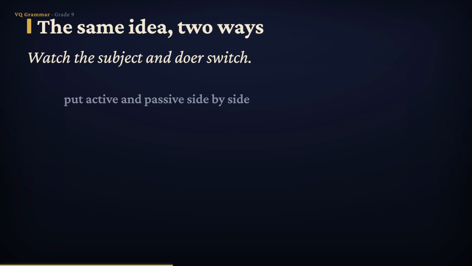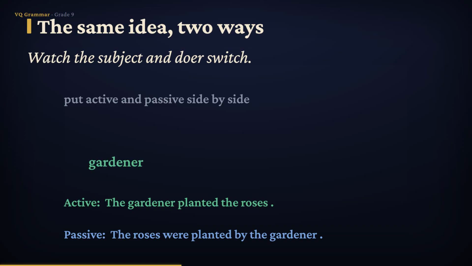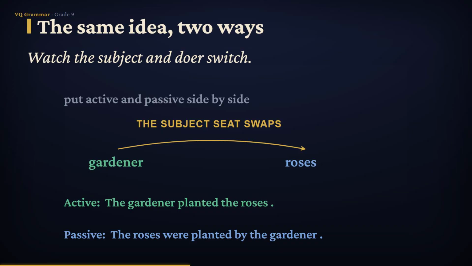your own eyes. Watch the subject. In the active version, the gardener planted the roses. The gardener sits in the subject's seat. But in the passive version, the roses were planted by the gardener. The roses take over that subject's seat, and the gardener gets pushed to the back. See how the subject and the doer trade places? In active, the doer is the subject. In passive, the receiver is the subject, and the doer moves behind by. It's the very same event, the same gardener, the same roses, the same planting, just told from two different angles.